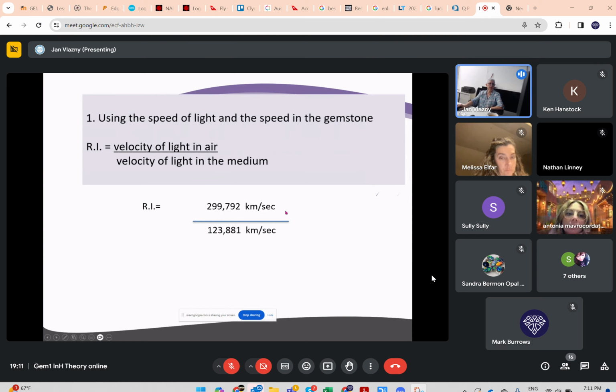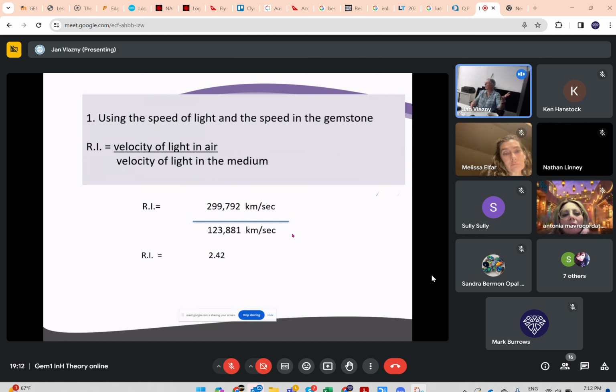So I said 300,000 kilometres per second. 300,000 would be close enough. So if we actually said the speed of light is this, the speed of the gemstone is that, what is the RI? How do we measure that? Well, we don't. This is why I'm saying that this is only for a theoretical thing, because we can't do that in the lab.